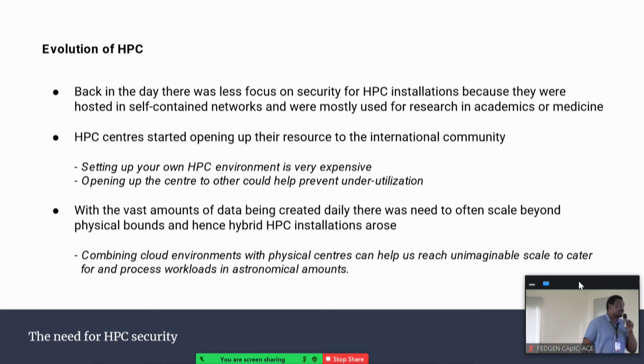Then, additionally, with the vast amounts of data being created daily, there was a need to often scale beyond physical bounds, and hence hybrid HPC installations arose. What you find now in the modern times is that you have to combine what you have on premise with what you have in the clouds. This is not only restricted to HPC installations. You do it also in the private industry as well. You have some infrastructure that is already running on ground, but another software comes around or another technology comes around, and you think it's a good idea to combine.